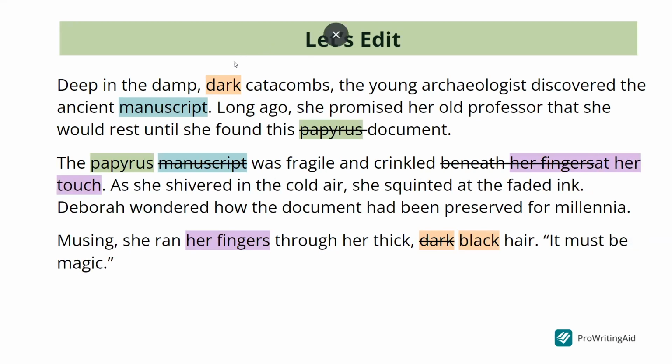So what can we get rid of? We noted that it's an ancient manuscript. We can get rid of papyrus here and manuscript here. Just say document and papyrus separately. They stand alone. How can we change her fingers? Sat at her touch. All right. And let's give her an actual hair color instead of dark to change up that. So now we have gotten rid of our echoes here.